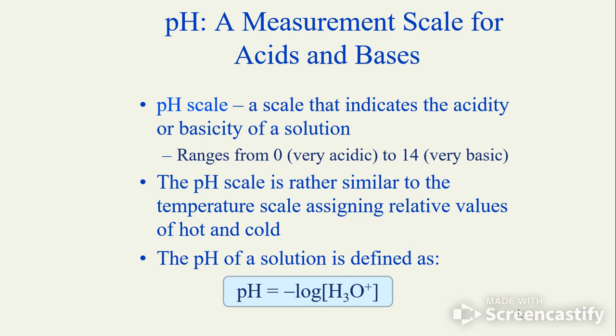which is very acidic, to 14, which is very basic. The pH scale is rather similar to the temperature scale, assigning the values of hot and cold temperatures. The formula for pH of a solution equals the negative log of the hydronium ion concentration.